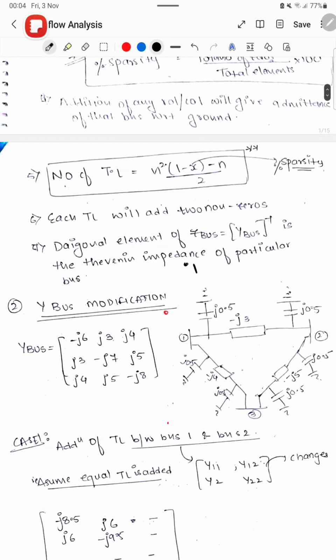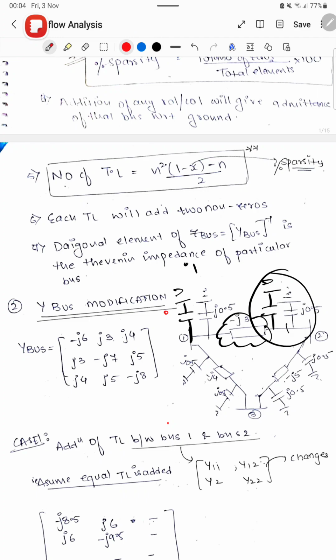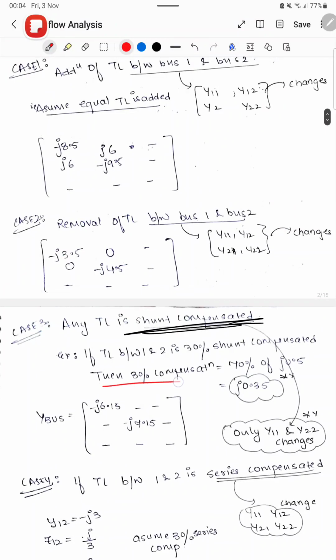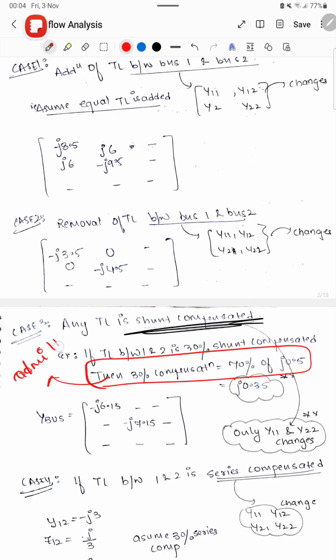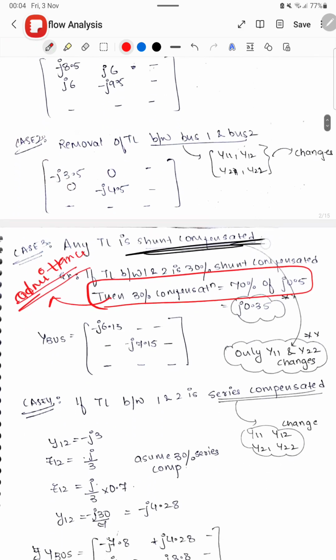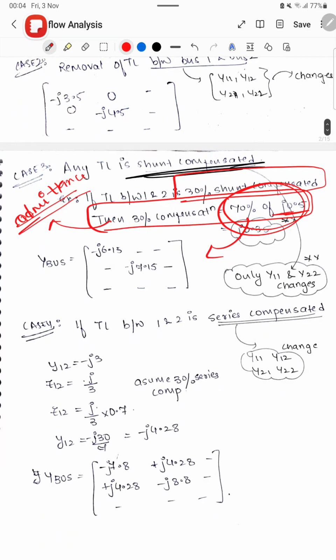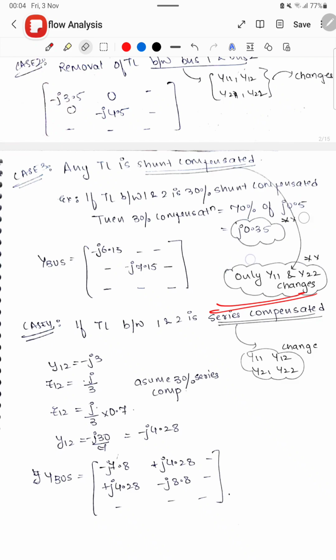Now let's say you are doing the third case, which is shunt compensation. Shunt compensation is only this. In this case there is no change in the lines between buses, there is only a change at a bus. So only y22 and y11 would be changing directly. In shunt compensation you can directly give compensation to the admittance. Since it is 30% compensated, the resultant would be 70% of y, and only 2 parameters are changed, as we have already discussed, y11 and y22.